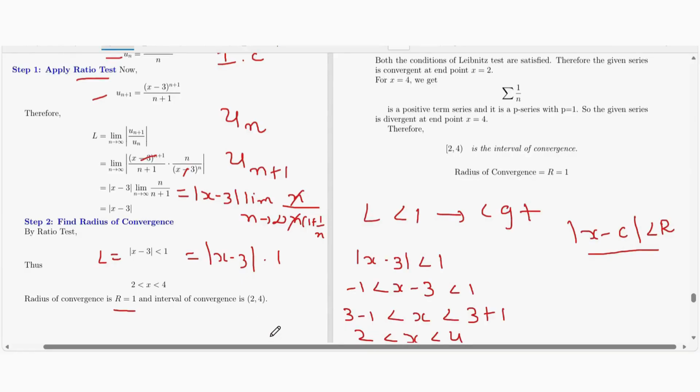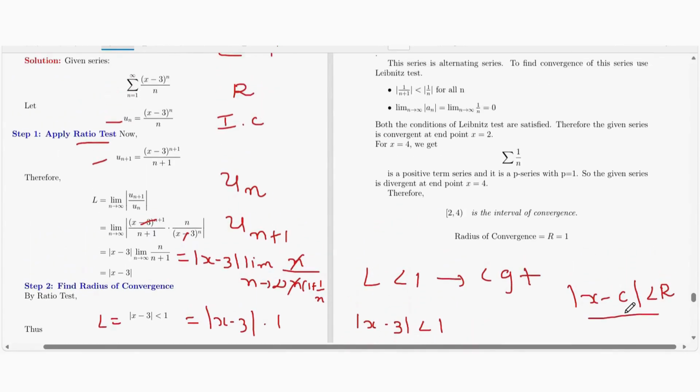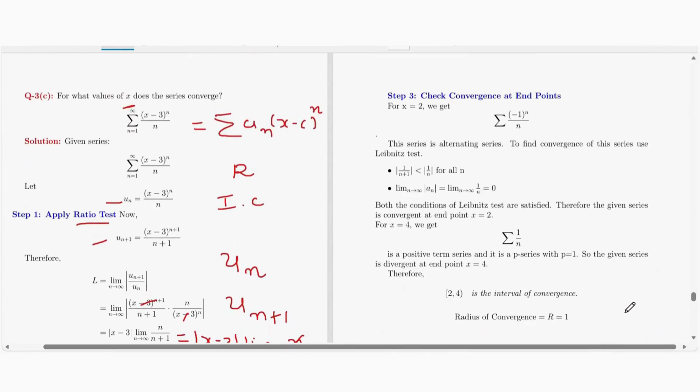Okay. Now next step, check whether the given series is convergent at the end points or not. So check convergence at end points. First of all, what is the interval of convergence? Here 2 less than x less than 4. So the interval of convergence is x belongs to open interval 2 to 4. Now next we are interested to check at the end points whether the series is convergent or not. So first we take x equal to 2.